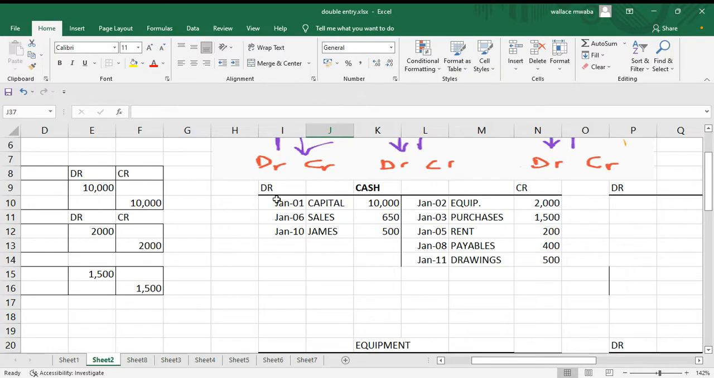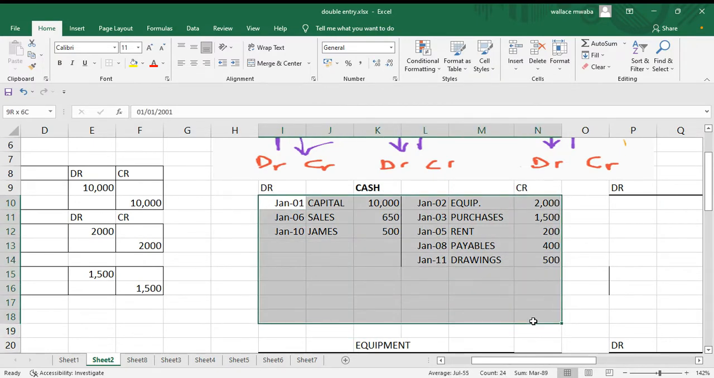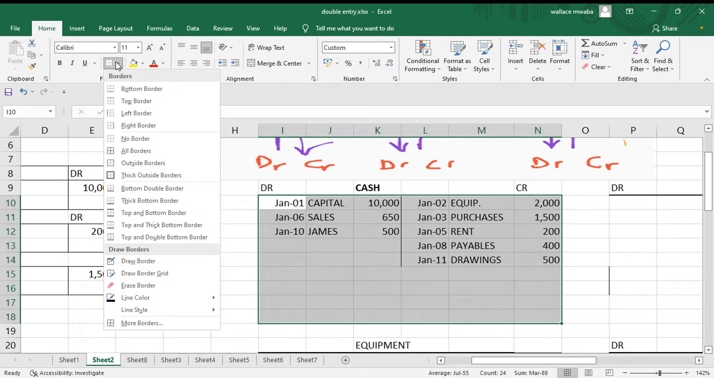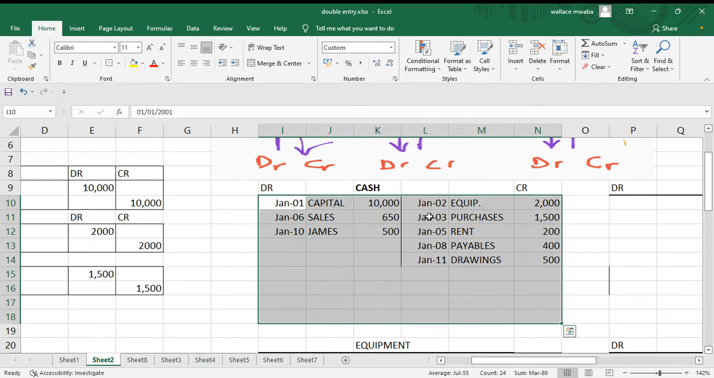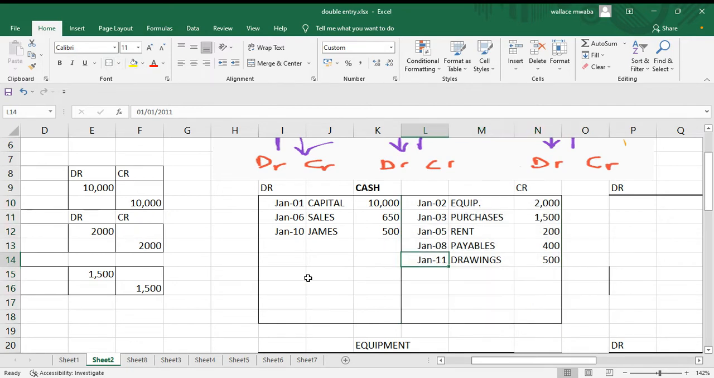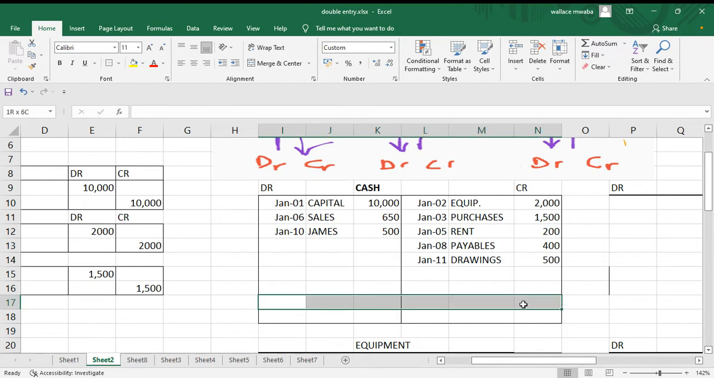All right, let me just make it look neat. You're going to compare the debit side and the credit side. Whichever side is higher, that's the amount you're going to record here, at this place where I've placed the cursor. So let's total up our credit side first.